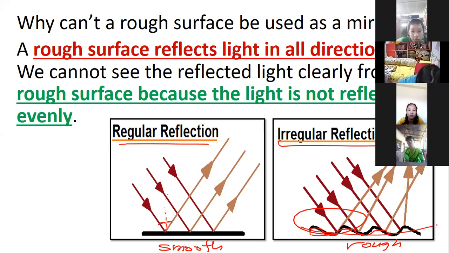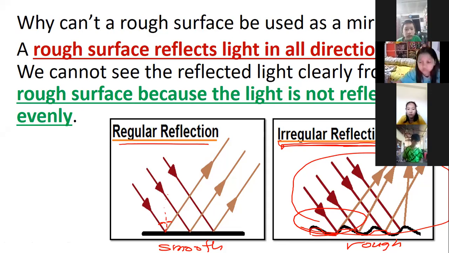So that's why you can see your face in this object, like you look like an alien. In this irregular reflection, you look like an alien. So meaning in irregular reflection, the reflected ray goes everywhere, meaning it's not normal.